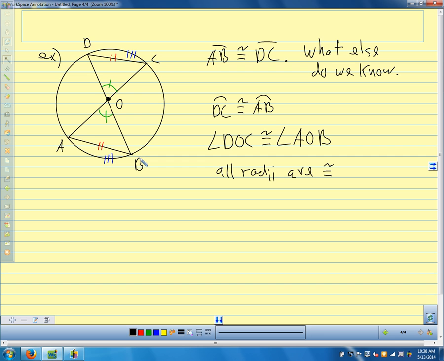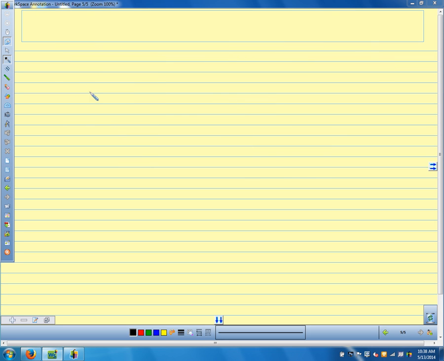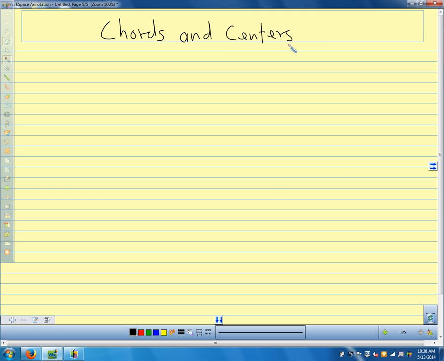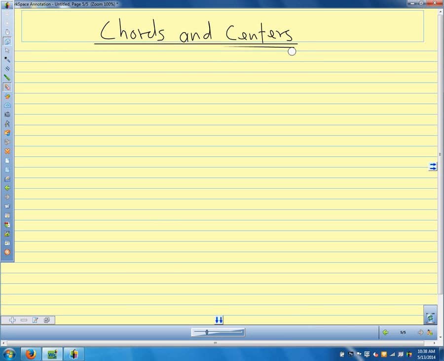All right, questions on the example? Okay. Let's talk about how the chords are related to their distance from the center of the circle. So chords and centers. And for this one, we're going to say chords equidistant from the center are congruent.